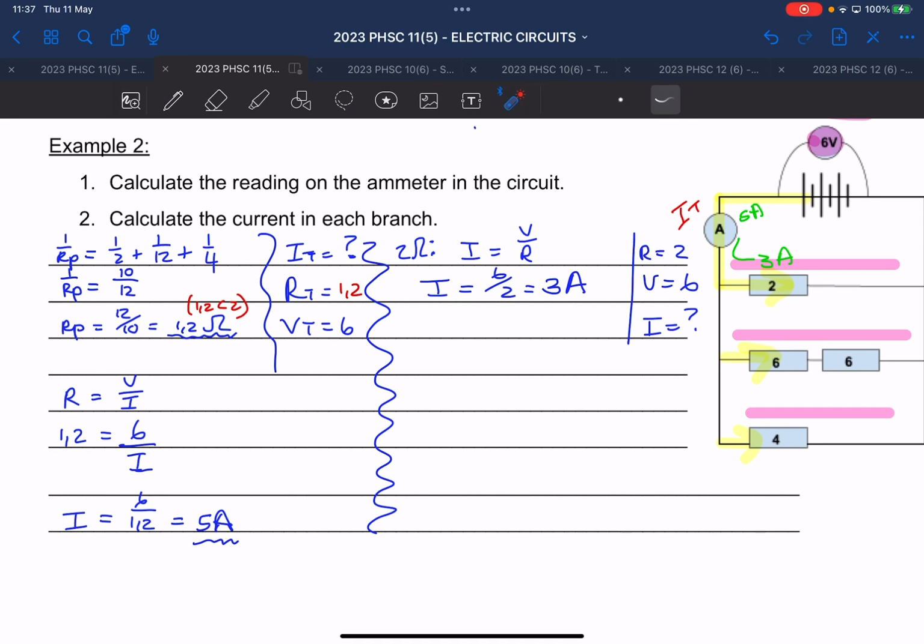Does it make sense that 60%, the biggest chunk of our current, goes through the 2 ohm resistor? Why? It's the smallest resistance, so it does make sense.